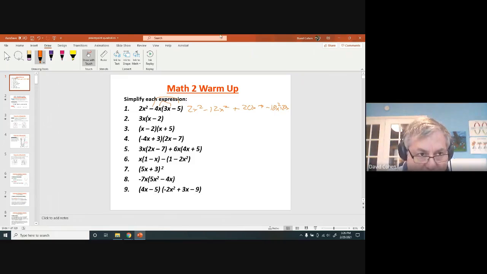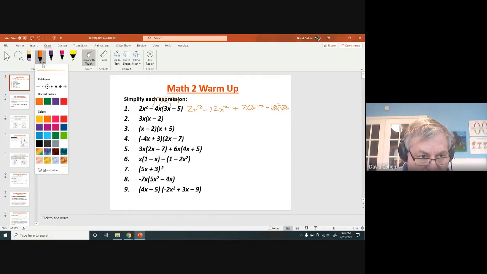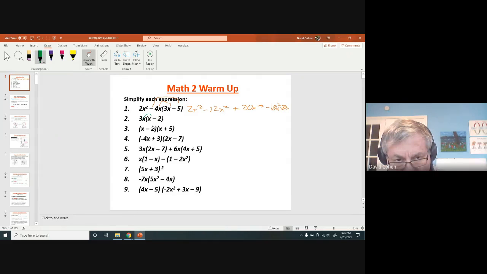On this next one, we are going to warm up with another expression using the distributive property of multiplication, 3x times x, 3x times negative 2, with a little bit more room to spare. That's 3x squared minus 3x times negative 2 is minus 6x.